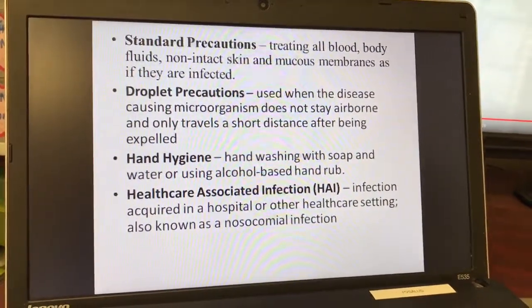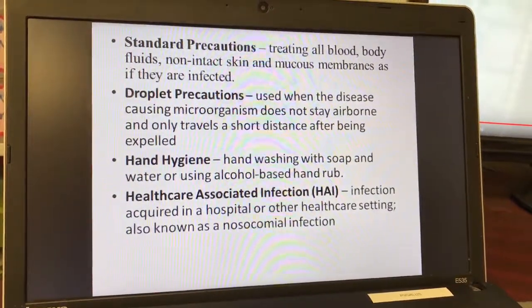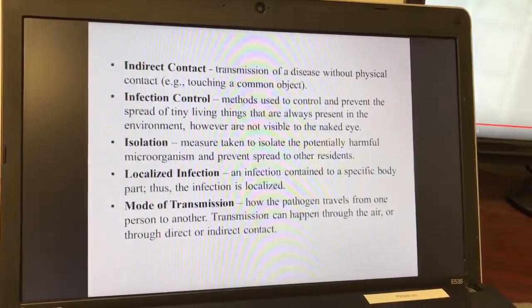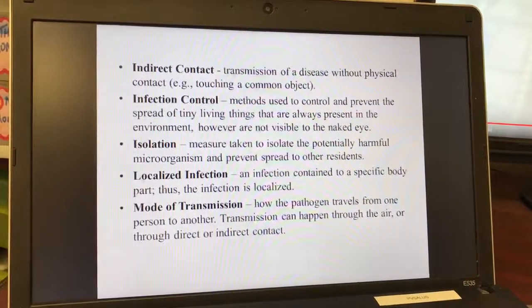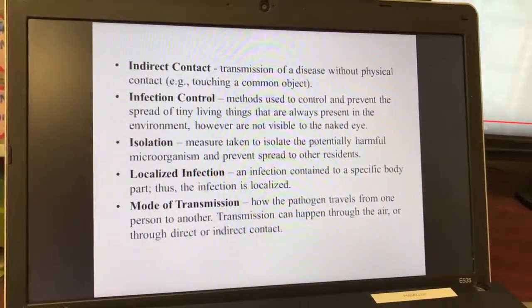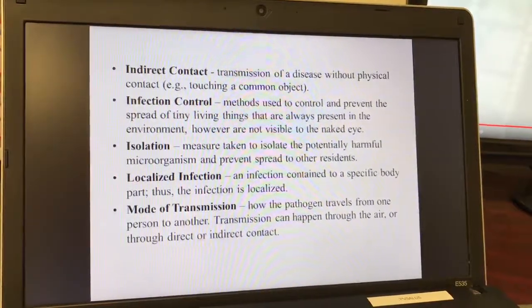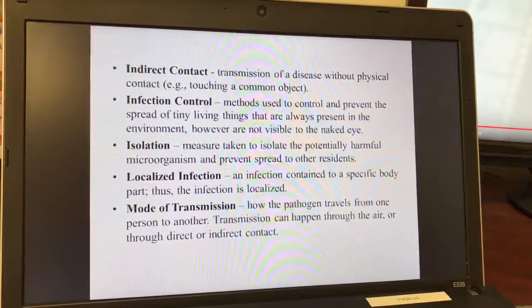An HAI is a healthcare-acquired infection, usually in hospitals and healthcare settings, even dentist offices. Indirect contact is transmitting it without physical contact. Infection control, as we talked about earlier. Isolation means you're isolating the potentially harmful microorganism and preventing spread to other people.